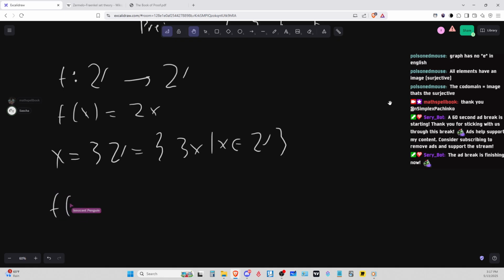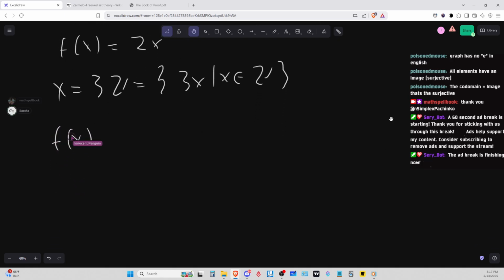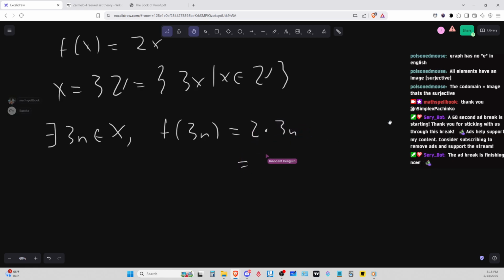So now if we look at f of x, for example, if we take just an element of x, it would have the following form. It would be 3 times some integer, right? So if I want to look at this image, I'm going to get 2 times that. And n is supposed to be an integer, right? Okay. So I'm going to end up with 6n.